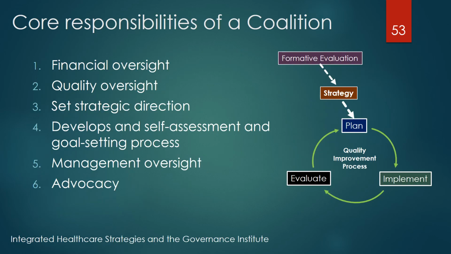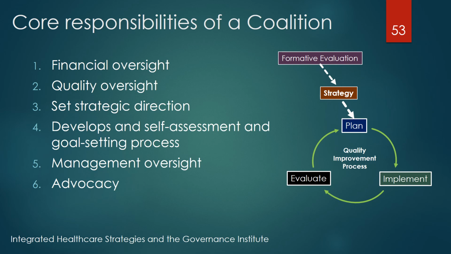This slide lists the 6 core responsibilities of a coalition, including 1. Financial oversight if financial resources are funneled through the coalition. 2. Quality oversight. Effective coalitions must utilize a quality improvement cycle, including a planning, implementation, and evaluation process.